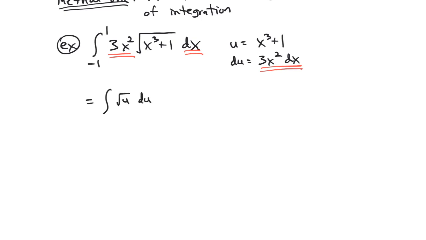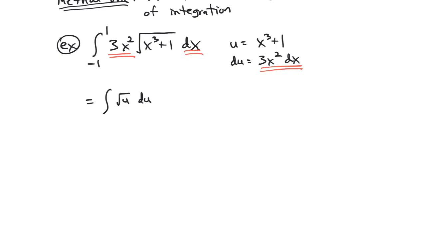But here's where the problem comes in. This original integral involved x, right? We're integrating as x goes from -1 to 1. So now I have a new integral in terms of u, not in terms of x anymore. So I can't put -1 to 1 because this was specific for x. Think of this integral as representing the area under the curve of this function between -1 and 1. Now we've got a different function, right? This is different than this function. So I can't still go from -1 to 1.